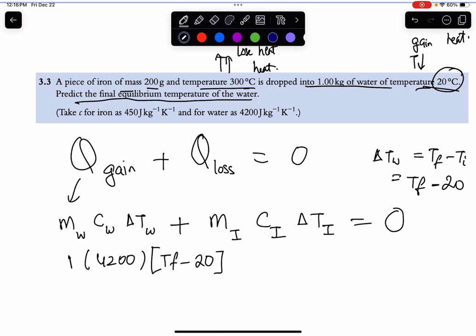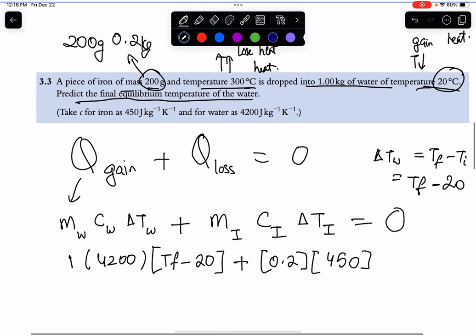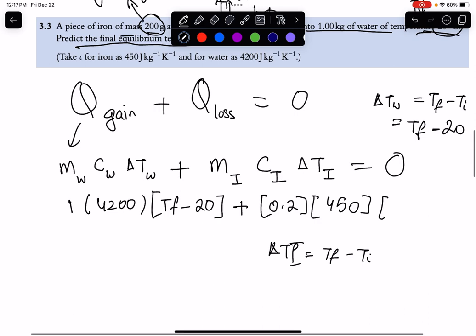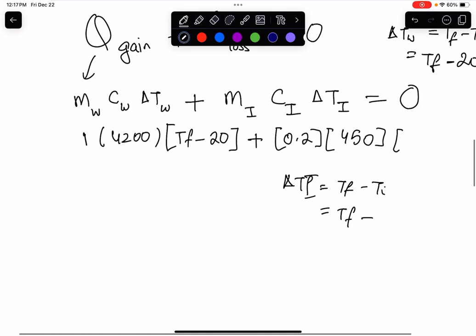Then you're going to add it to the mass of iron. The trick over here is that this is 200 grams, so you need to convert it into SI units. This must be 0.2 kilograms. So this is going to be 0.2 kilograms times the specific heat capacity of iron, which we know is 450 joules per kilogram per Kelvin. And for the change in temperature of the iron, delta TI, this is the final temperature minus the initial temperature. We don't know the final temperature, but we know that the initial temperature of the iron was 300 degrees Celsius.